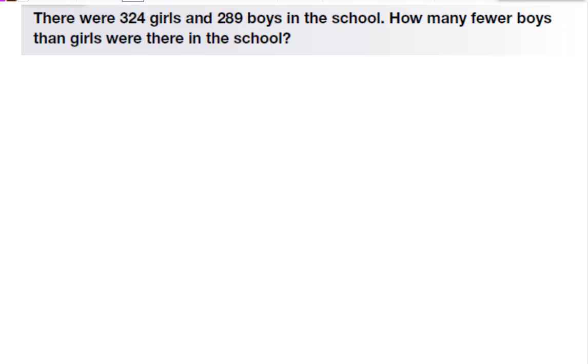When we're comparing the size of two groups, we're often asking how many more are in the first group or how many fewer are in the second group. We use subtraction for this. We do the greater number minus the lesser number equals the difference.